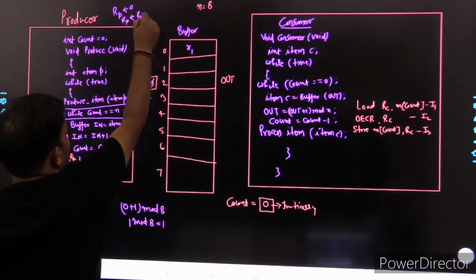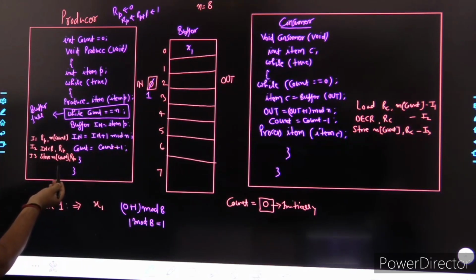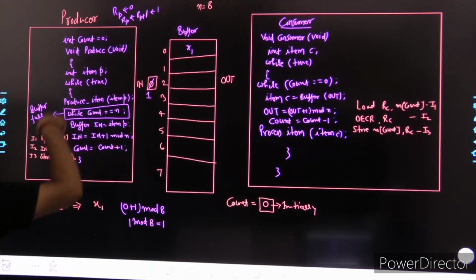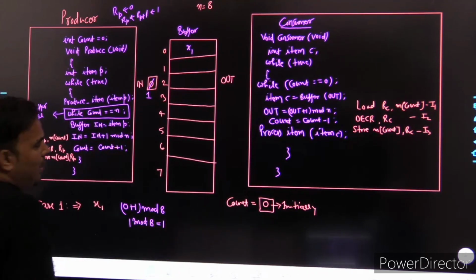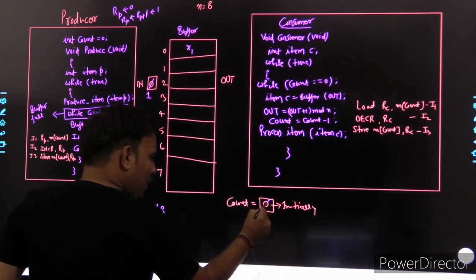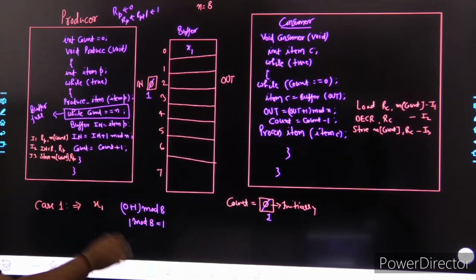So what will be in the RP now? 1. Okay, and in the third instruction, store M count comma RP means whatever we have in the RP, we need to store in the M count. In the third instruction, count value will become from 0 to 1.